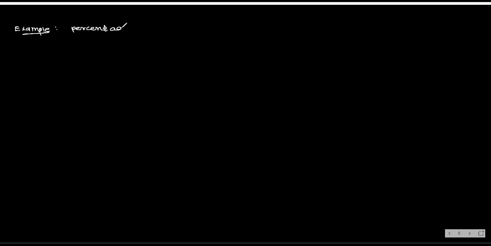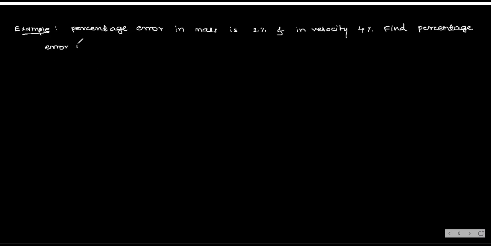Percentage error in mass is 2% and in velocity 4%. Find percentage error in its kinetic energy. K means what? Kinetic energy. Okay, now see.